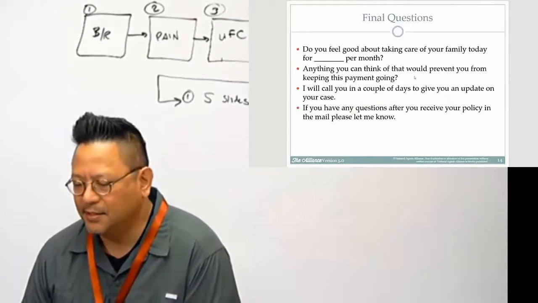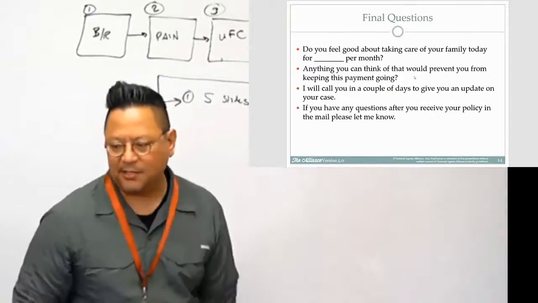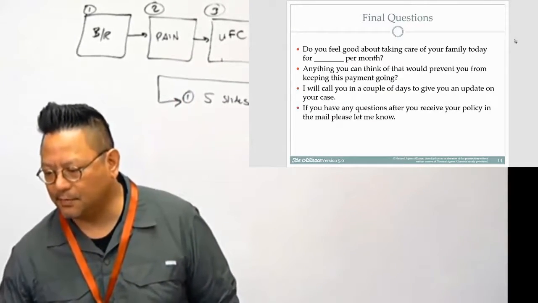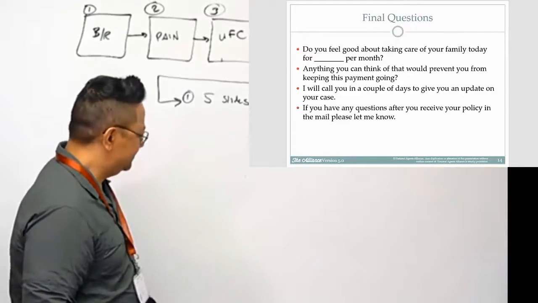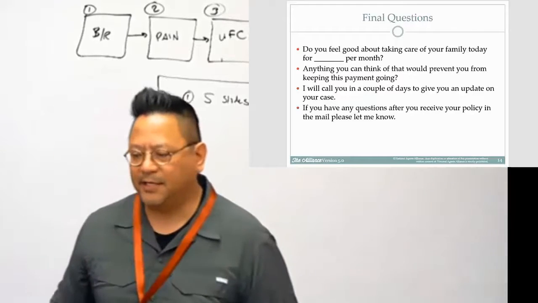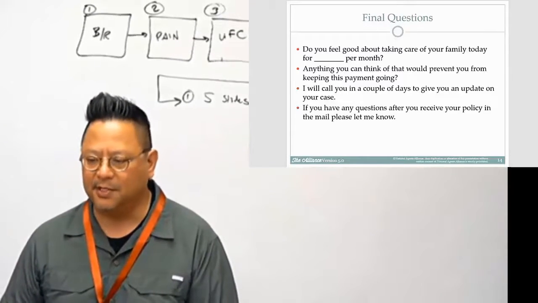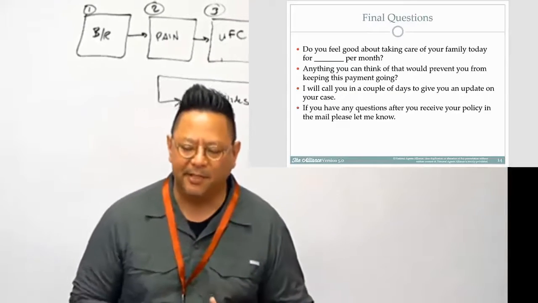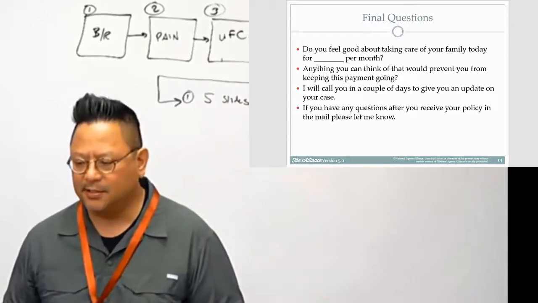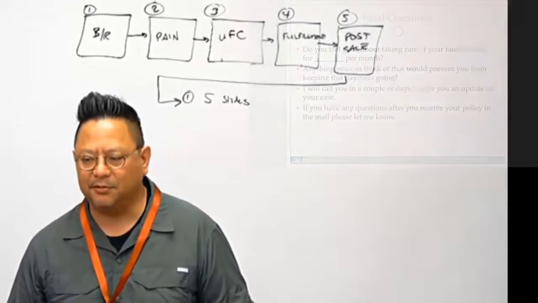Next slide. Final question. So this is the post-sale part of the process. Do you feel good about taking care of your family today for, let's say, $100 a month? Is that something you feel comfortable with? Basically what we're doing is making sure the client feels good about the premium they would be paying if they get approved.